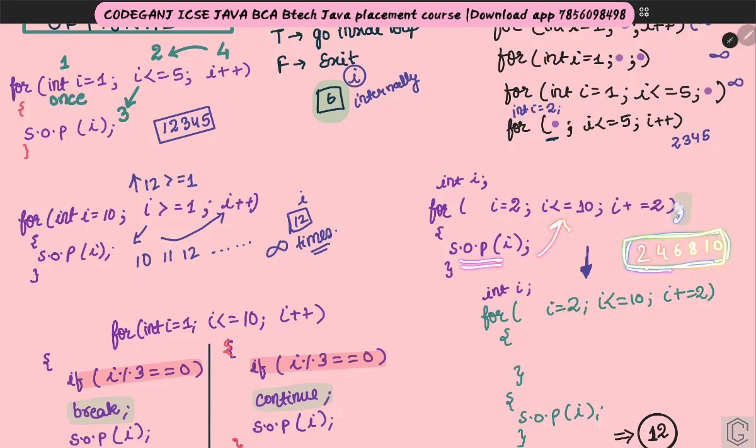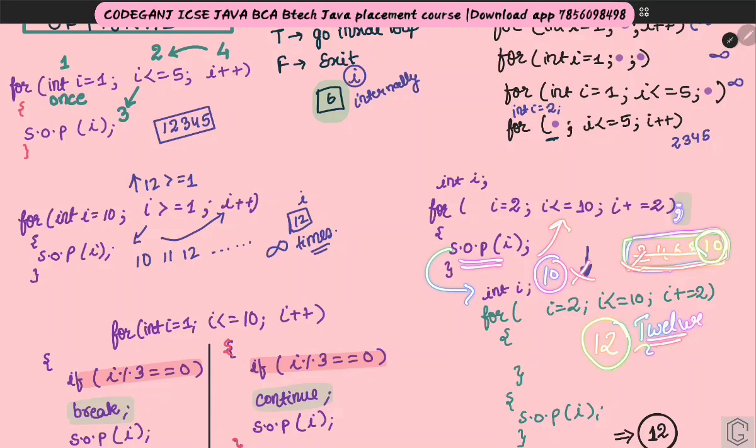But since there is a semicolon, many students will remember that a semicolon actually creates an empty loop, so these will not be printed, and they feel that the last value is 10, and it will come out and print 10. No, this is also wrong. The exact understanding is the answer will be 12.